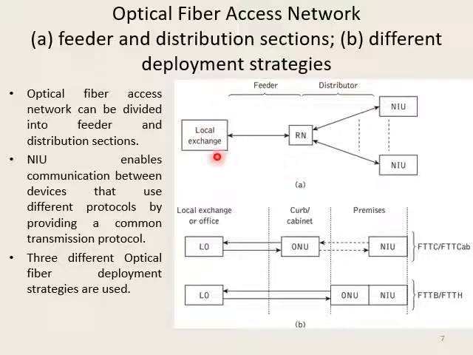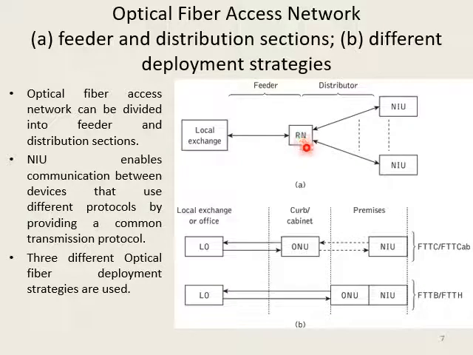So in the first diagram, at the local exchange we have RN, which is a remote node, and also we have the NIU, that is a network interface unit. Between the local exchange and the remote node we call it the feeder side, and between the remote node and the network interface unit we call it the distribution section. Between this feeder and distribution section, the communication happens from the local exchange to the user side.